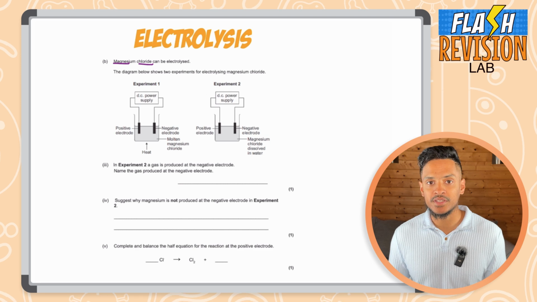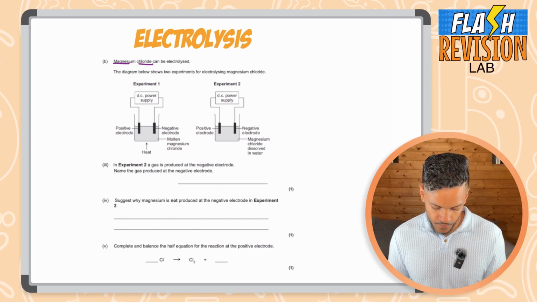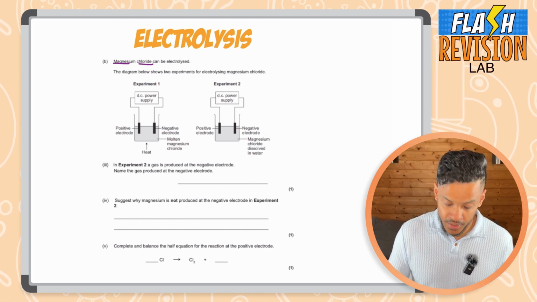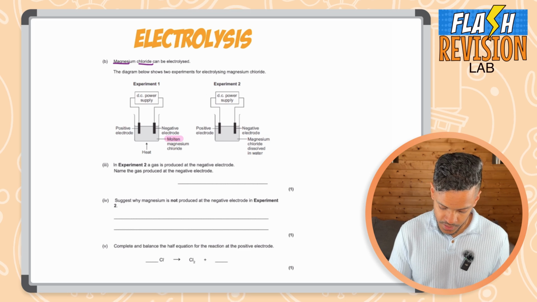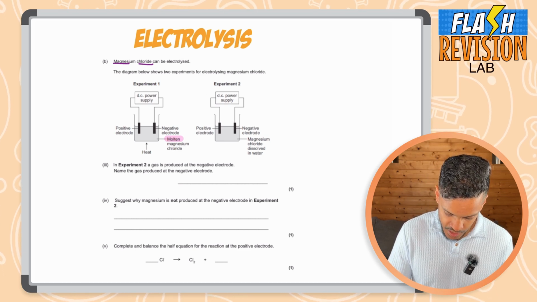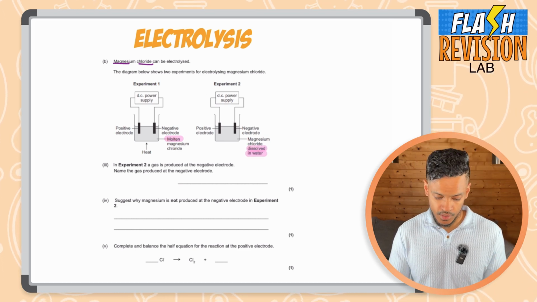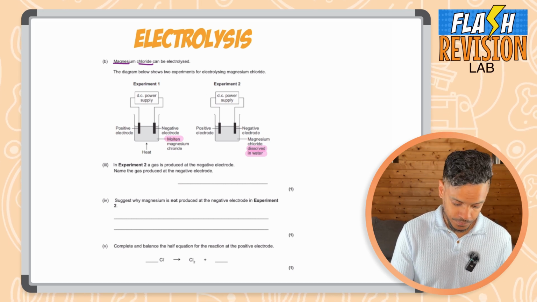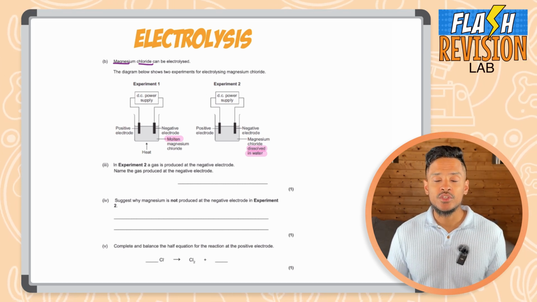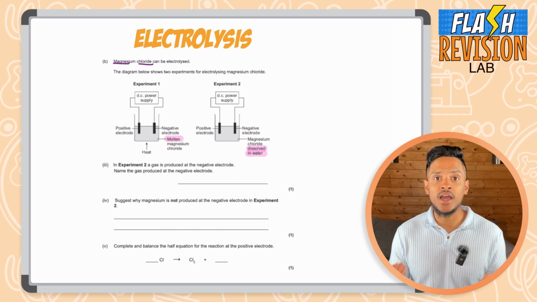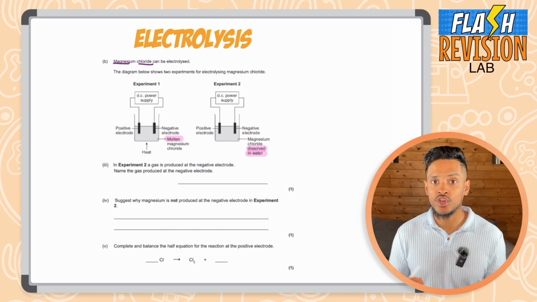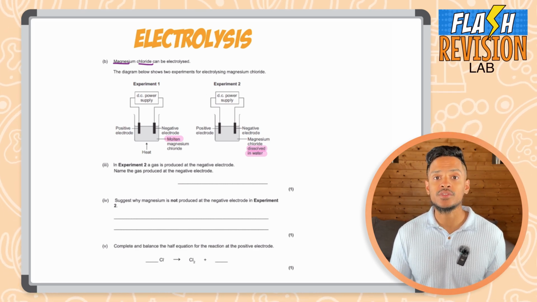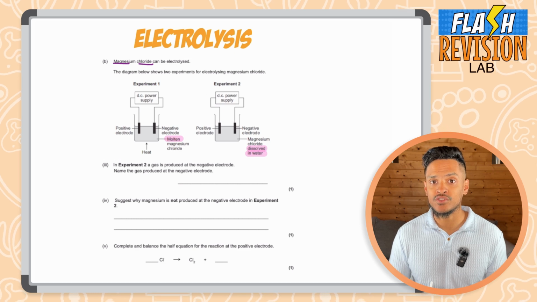They're pretty much the same apart from the fact that this one is molten magnesium chloride and this one is aqueous because it's dissolved in water. That makes a difference to what gets produced at the end. So to figure out what the difference is, you need to think about what ions are in those two compounds, or what ions are in the two electrolytes.